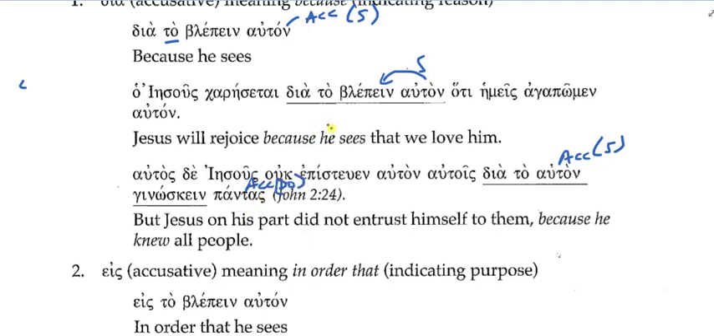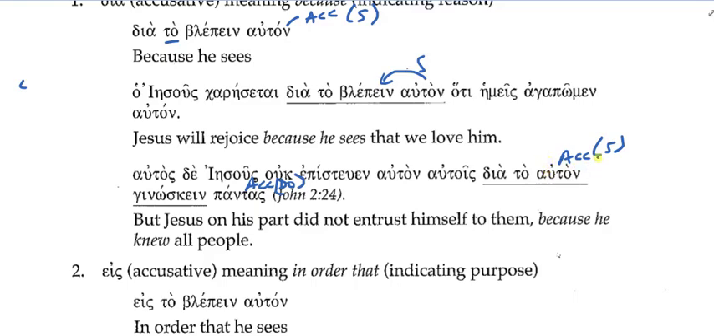You see that? So why would you use the infinitive there? Okay, yeah, well, there's two ways that you could do it. You could use a hoti clause and a finite verb, or you could simplify it and use a prepositional phrase like this where you have a preposition dia plus the infinitive. So those are both possibilities.